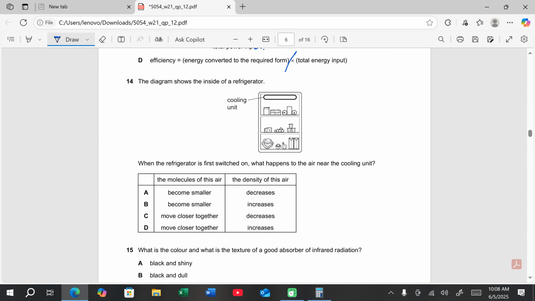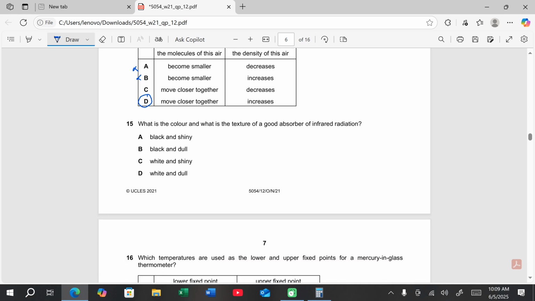The diagram shows the refrigerator. When a refrigerator is switched on, what happens to the air near the cooling unit? The molecules of the air become smaller. The molecules never change their size. All they do is they move either close to each other or they move away from each other. So since it's cooling, they are going to move close to each other. So B and A are wrong. And the density of the air increases rather, because it is getting cooler, and so density will be greater, so that's why they sink downwards.